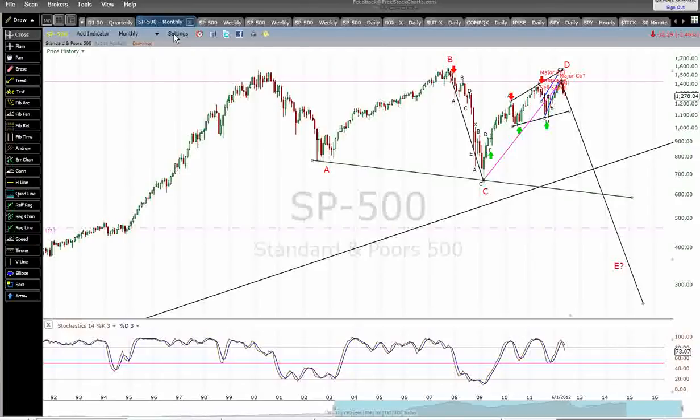This first chart is a monthly chart of the S&P 500. Mainly what I want to show here is the potential long-term pattern with some projections on it. So pay attention to the red labels here. Pay attention to a few of these projection lines.